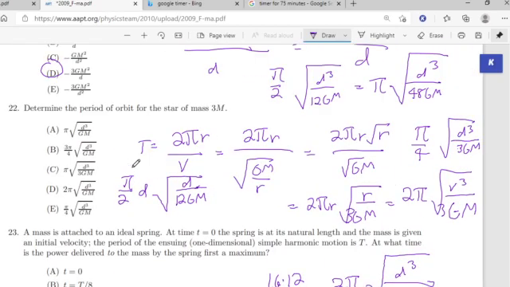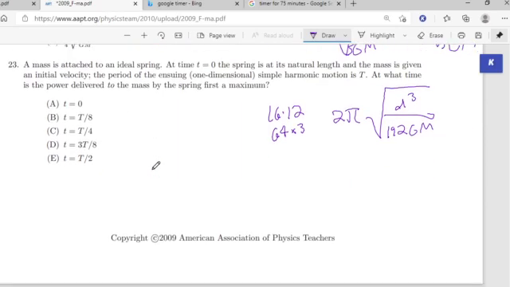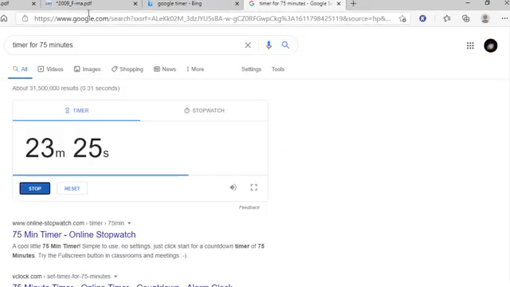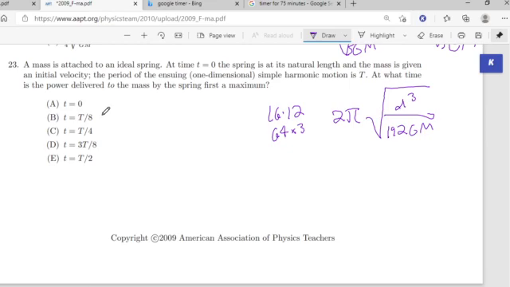Okay, I'm gonna get back to the sleeper. Actually, let's check the time. Okay, we have 1/3 of the original time left. A mass is attached to an ideal spring at time t equals 0. The spring is at its natural length, and the mass is given an initial velocity. The period of the ensuing one-dimensional simple harmonic motion is T. What is the power delivered to the mass by the spring first?